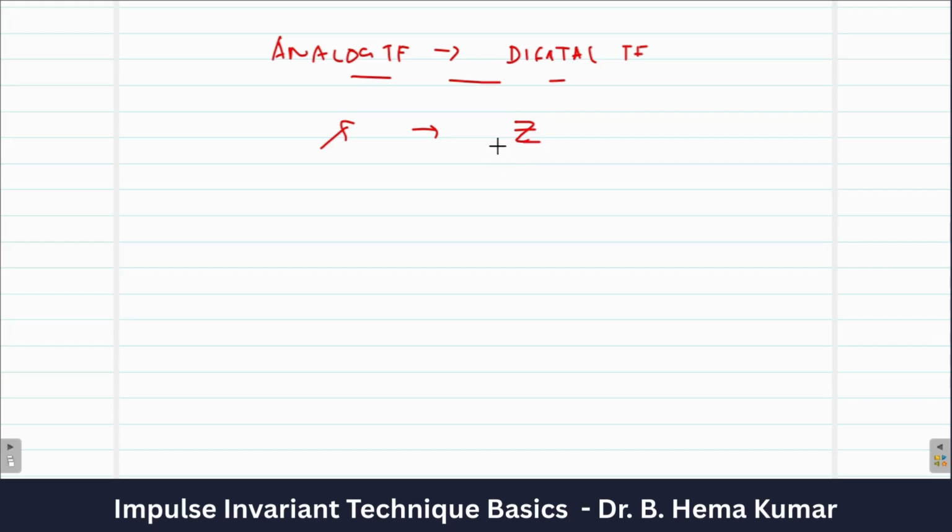For this transformation to be effective, there are some conditions or desirable properties. Most importantly, the stability criterion in your S domain should match the stability criterion in your Z domain. What is the stability criterion? In the S domain, whenever the roots are on the j omega axis, it is called marginally stable.